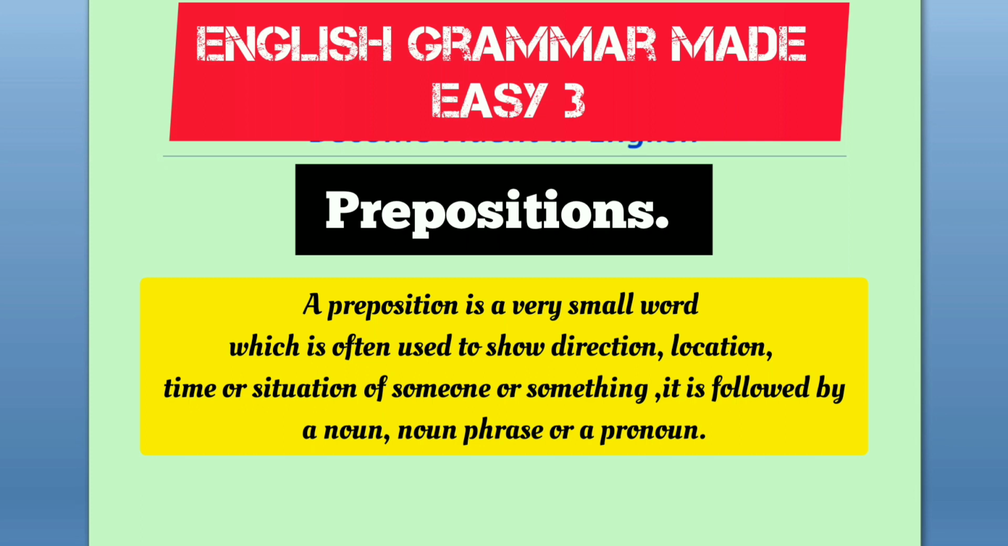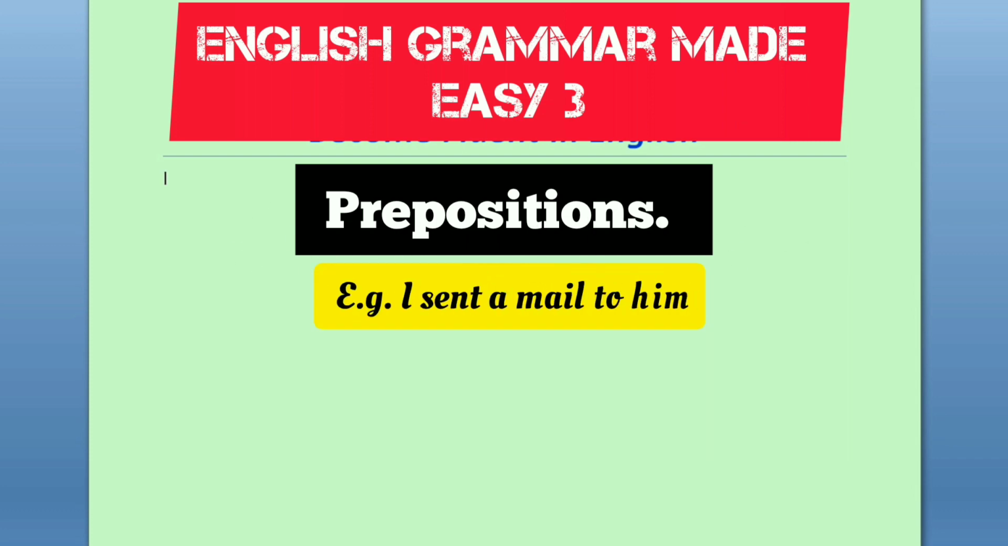Let's quickly look at some examples. As you see, the first example: I sent a mail to him. Here I'm talking about the direction. I sent a mail to him, so "to" is a preposition, and obviously it is telling me about the direction. This mail was sent to him, the direction that initiated to him.